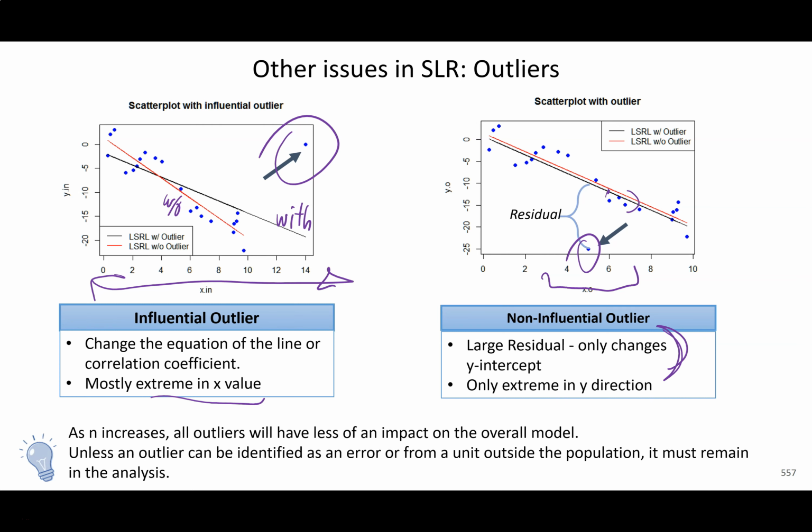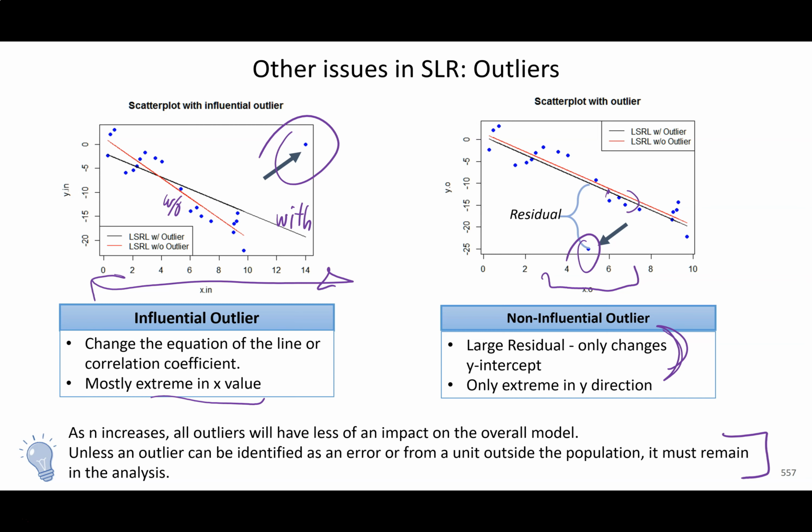So in general, this is one of the many reasons we love big sample sizes. If you take a larger sample size, the impact from an individual outlier is going to have less impact on the overall model. It makes us very happy.